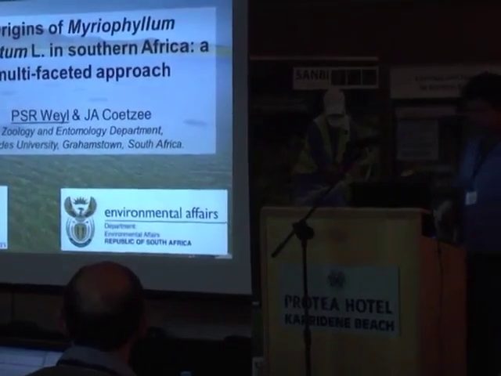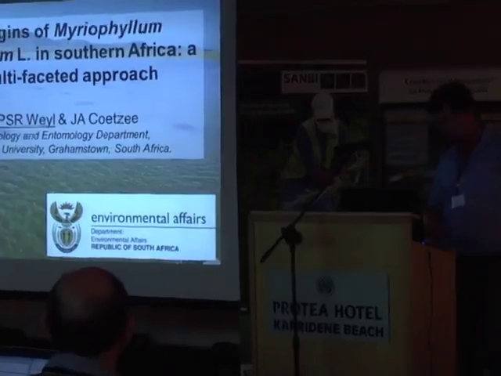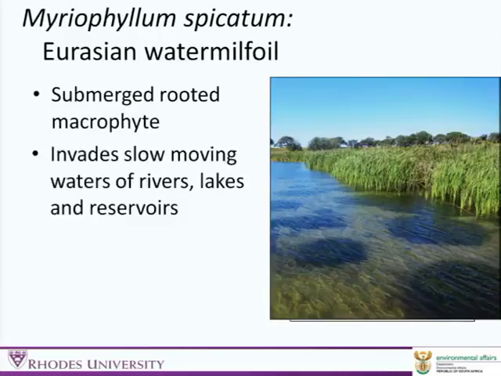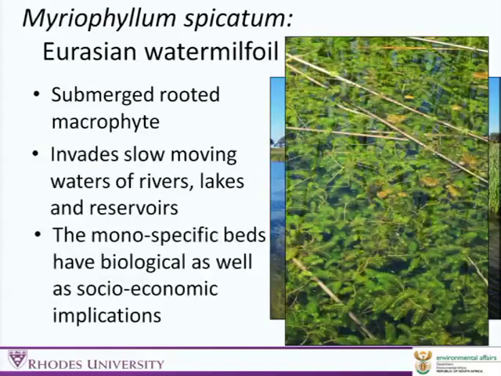So I'll be talking to you a little bit about Myriophyllum spicatum in southern Africa. Myriophyllum spicatum is a submerged macrophyte that's rooted. It grows from the mud or the sediment up through the water column to the surface, and it invades slow-moving waters of rivers, lakes, and reservoirs. In these areas where it invades, it creates monospecific beds, which obviously have biological as well as socioeconomic implications for the region.